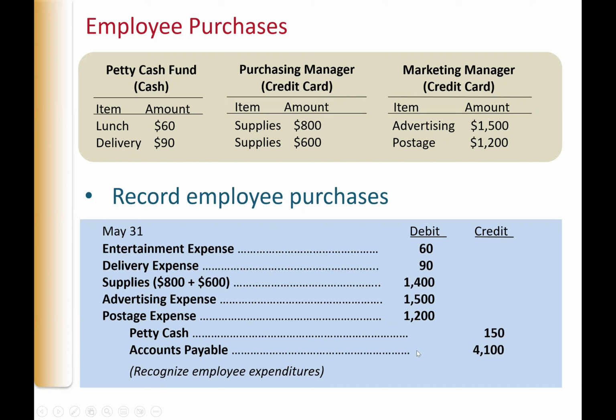The petty cash was reduced 150. And the accounts payable will show 4,100. We owe that money against our credit card.